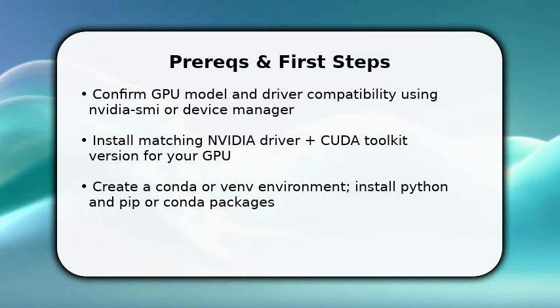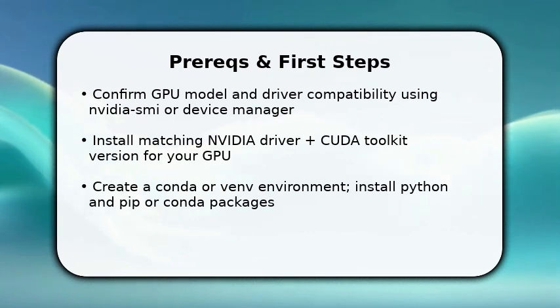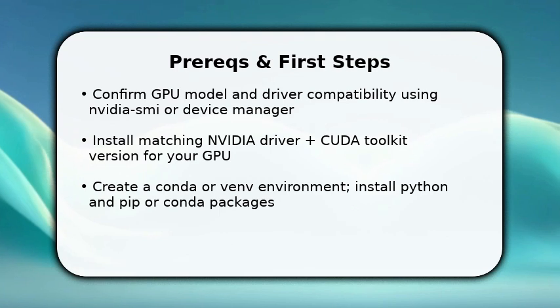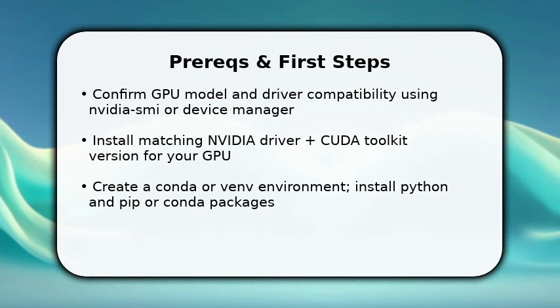Next, create a clean Conda or virtual environment and install Python. This isolates packages so GPU libraries won't conflict. Make sure to note the exact CUDA version. You'll need it when choosing cuDNN and deep learning wheels or Conda packages. That gets you ready to install GPU libraries.